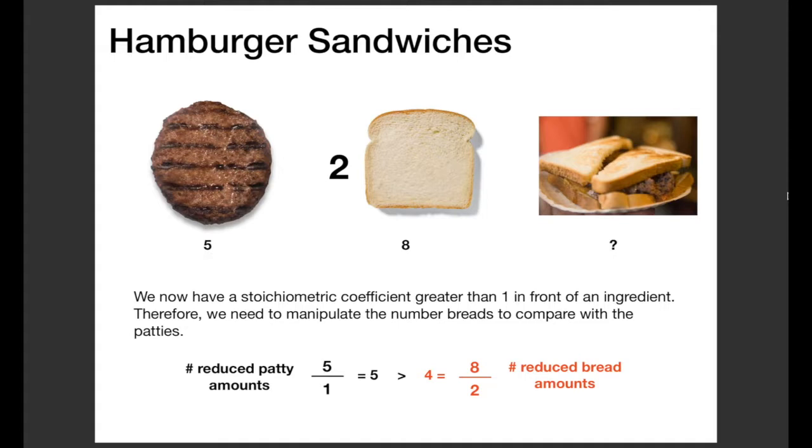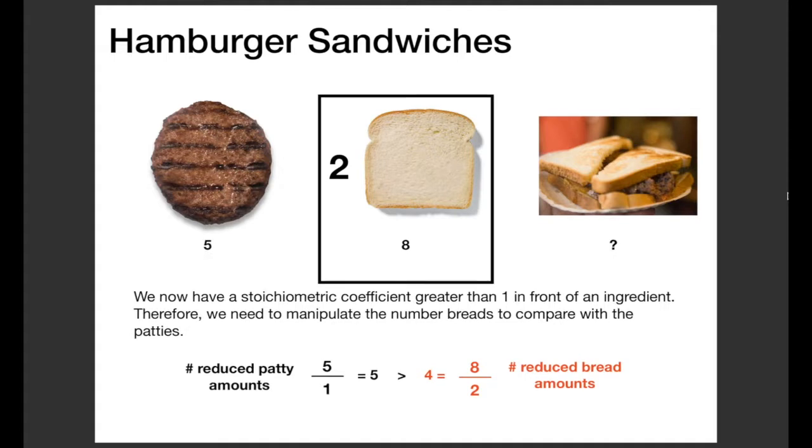So going through, we know that our limiting reagent is the bread. We're limited by the number of bread slices we have in this example. If we go through and multiply by the stoichiometric coefficient, we determine how much of each substance will be consumed or how much will be produced. In the case of the beef patties, we have 5 initial beef patties minus 1 times 4, which means that we'll have 1 left over. In the case of the bread, we have 8 slices of bread minus 2 times 4, which means we have none left over. We've consumed all of the limiting reagent.